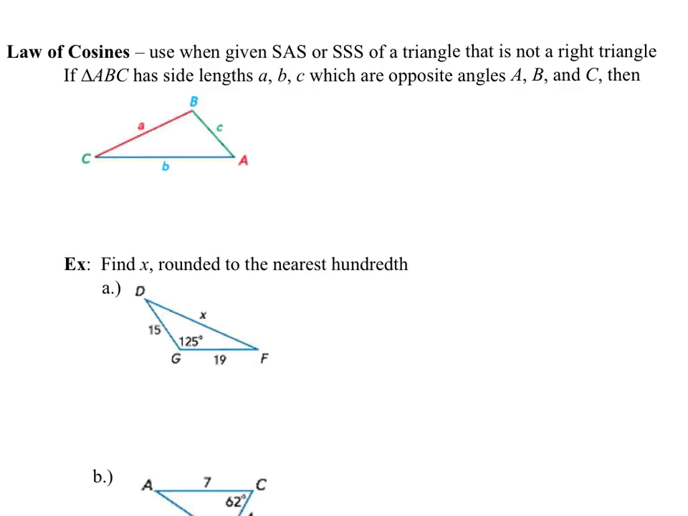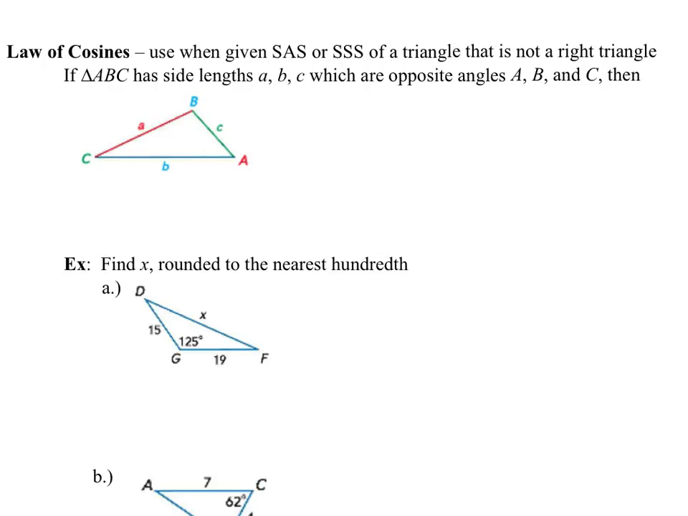The next law we're going to look at is the law of cosines. This is a law that we use when we're given two sides and an angle, or three sides. So if it's a side-angle-side or side-side-side situation of a triangle that is not a right triangle, then here's what the law of cosines says. If triangle ABC has side lengths little a, little b, little c, which are opposite angles A, B, and C, then the following is true.